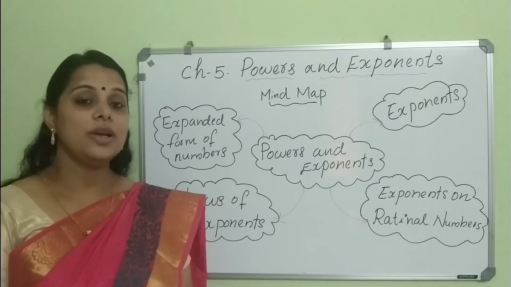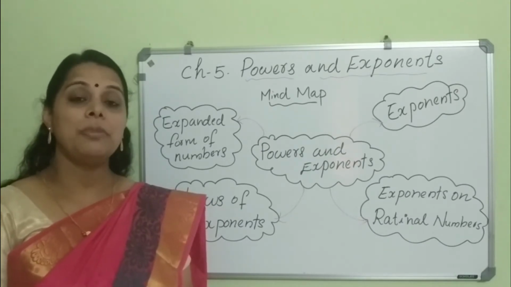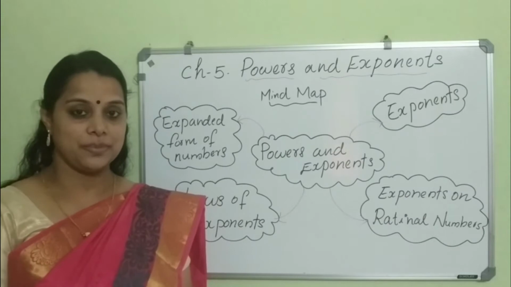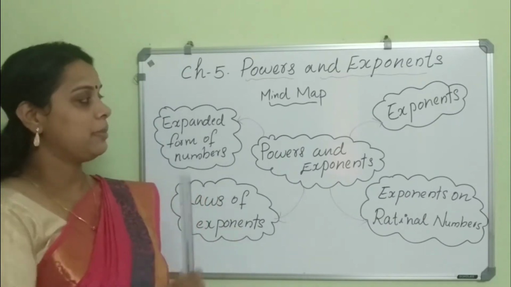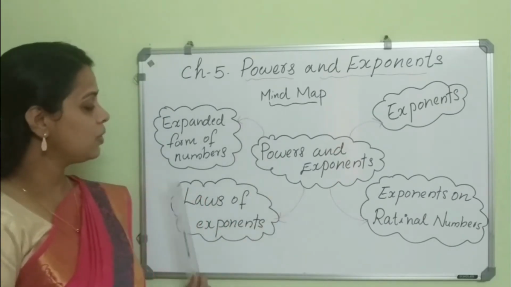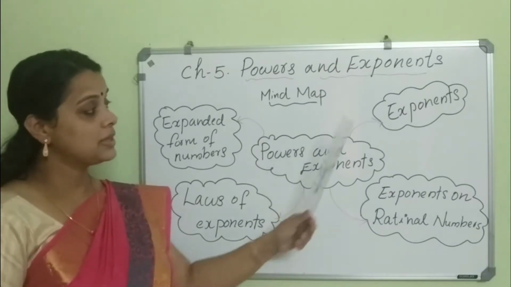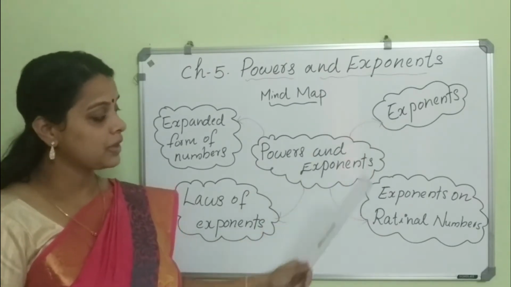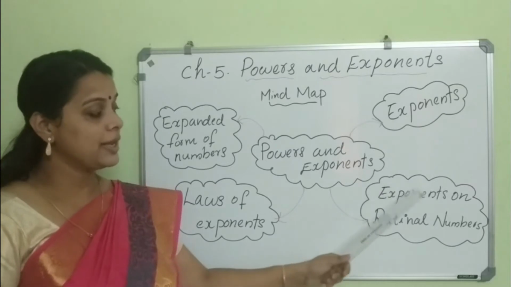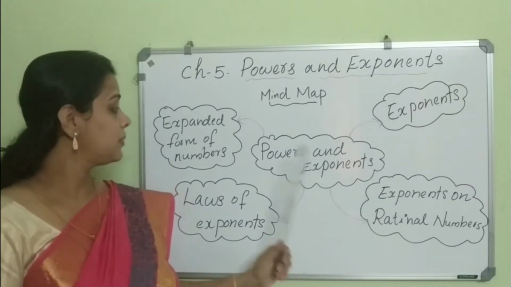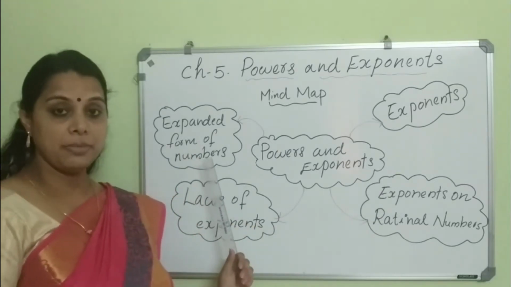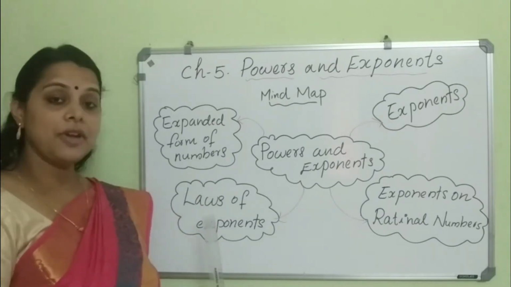Today we are going to learn our fifth chapter, powers and exponents. Look at this mind map. These are the topics we are going to learn today. That is, what are exponents, then how to represent exponents on rational numbers, expanded form of numbers, and laws of exponents.